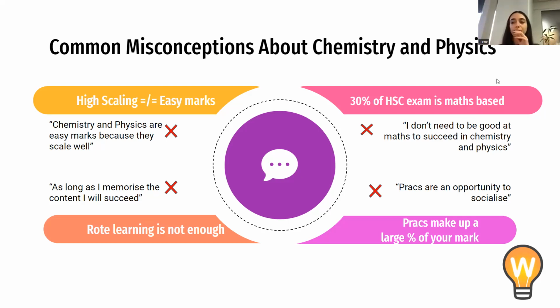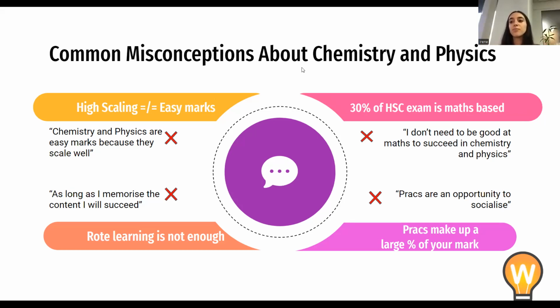Then, I don't need to be good at maths to succeed in chemistry and physics. Approximately 30% of the marks in HSC exams for chemistry and physics are calculation-based, which means that you do need to have a very solid understanding of basic maths. And also, if you do maths in year 11 and 12, that's obviously going to help you as well.